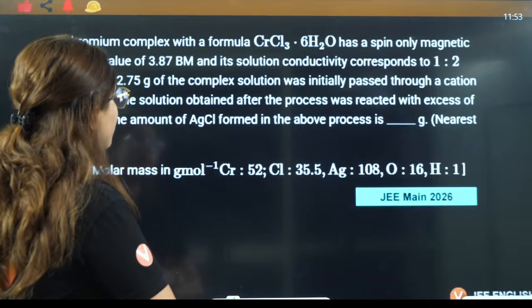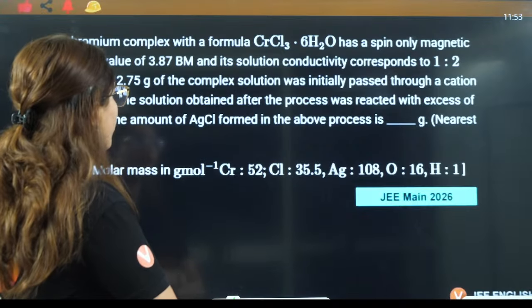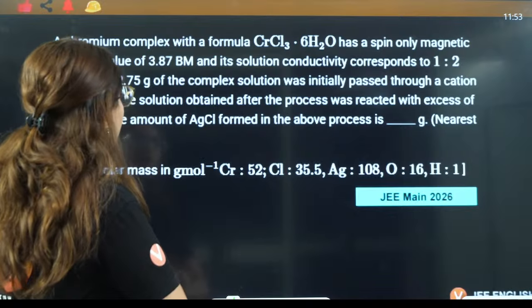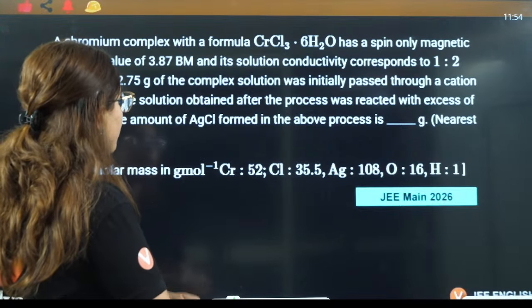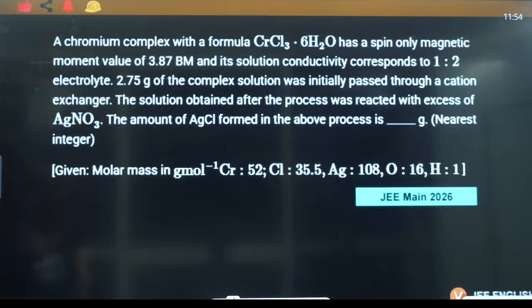This much of the complex solution was initially passed through a cation exchanger. The solution obtained after the process was reacted with excess AgNO3. What is the amount of AgCl formed in the above process? Okay, yes everybody, tell me.